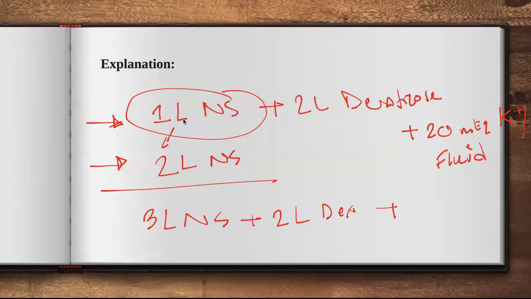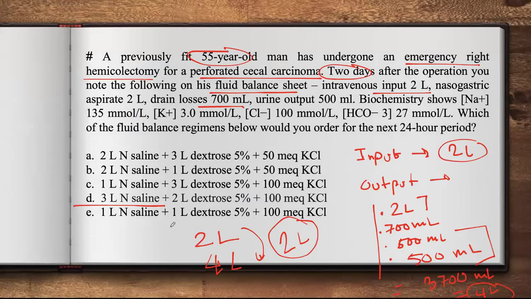5 liter, right? So if we give 5 liter fluid in this patient, how much potassium will this patient require? We know every liter will get 20 milliequivalent potassium. So 5 into 20 means 100 milliequivalent potassium for this patient. So that's your answer in here: 3 liter normal saline, 2 liter dextrose, 100 milliequivalent potassium.